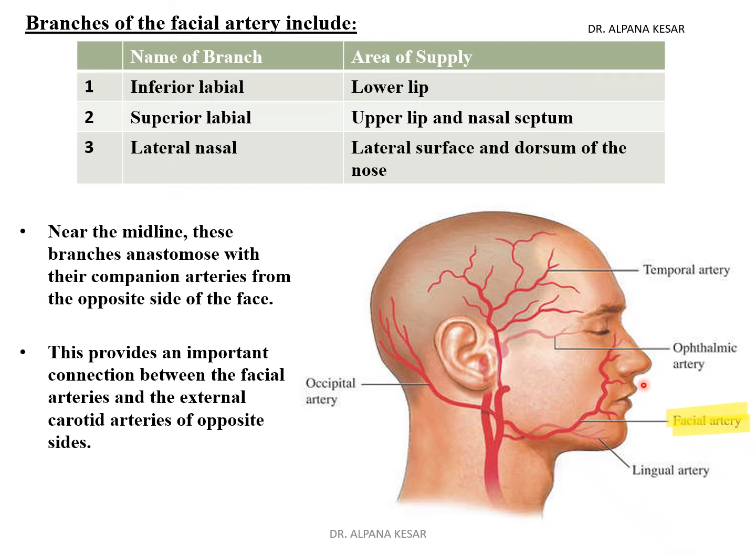Near the midline, the arteries of the two sides anastomose with each other. That is, superior labial artery of right and left side will anastomose with each other in the midline. This provides an important connection between the facial arteries of the right and the left side, and thus the external carotid arteries of the two sides.